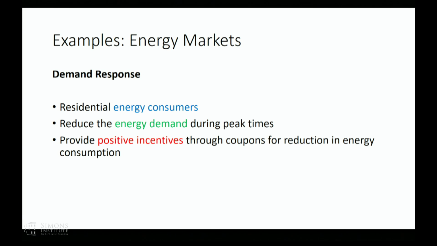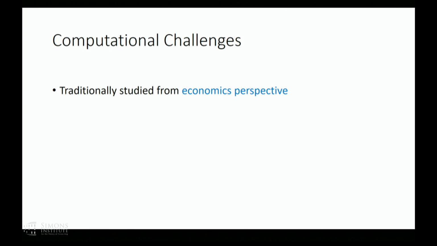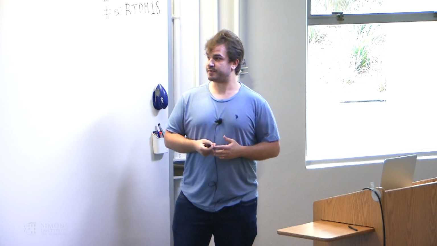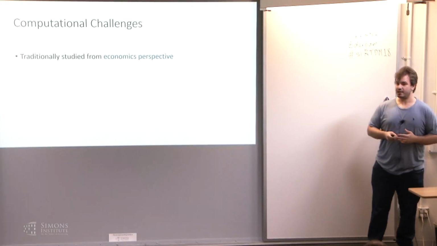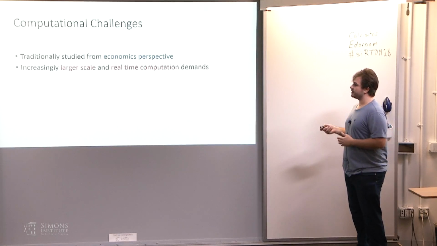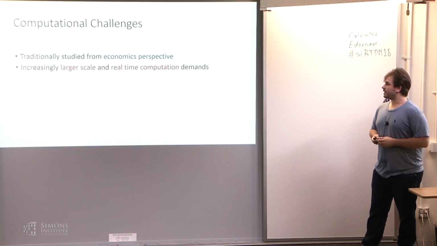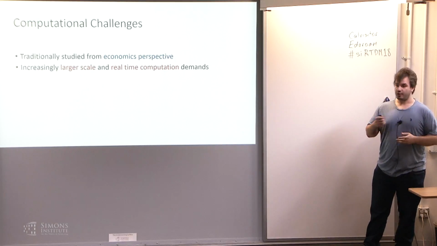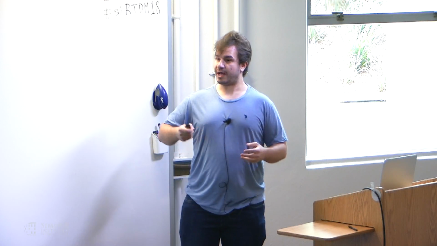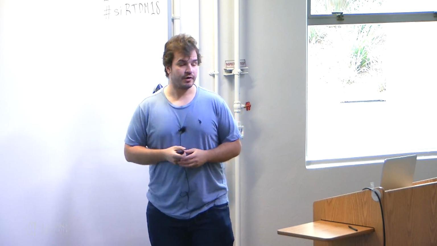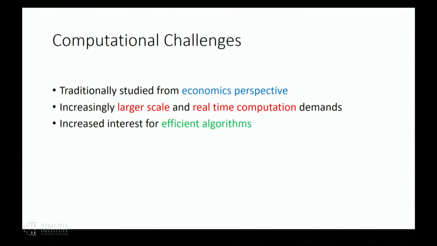So from a computational perspective, why are these problems interesting? First of all, traditionally, this has been studied from an economics perspective. So there's a lot of work in mechanism design in the economic literature. However, all of these applications are increasing in scale, and there are actually some real-time computational demands. Think of online auctions happening on the internet, or demand response that has to happen within an hour. We have a need for efficient algorithms.